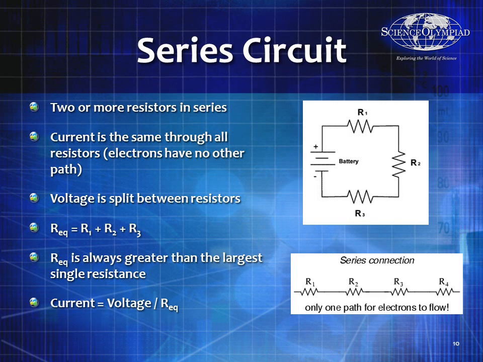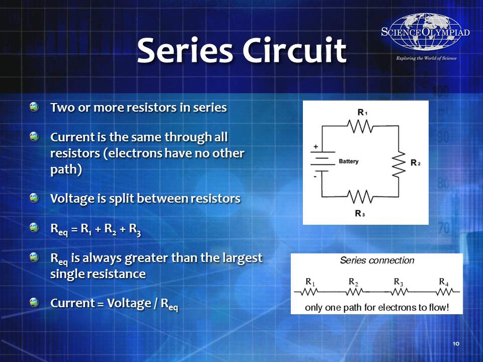A series circuit is 2 or more resistors in series, which means they're in line with each other. The current's going to be the same throughout both of them, because remember, those electrons, like we talked about with the marbles, have to go somewhere. If I've got 1 amp coming in here, I have to have 1 amp coming out of here, and 1 amp going into the next, and so on, and 1 amp going back in. That's why you have to have a circuit. So what happens is that the voltage is split between these resistors.